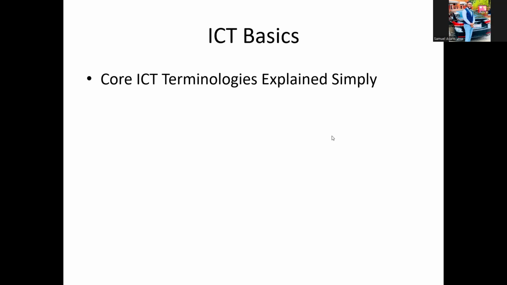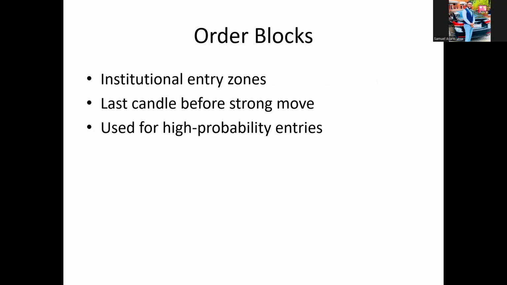Simple terminologies in ICT. We have what a lot of people talk about, order block. What is order block? Usually we say it is institutional entry zones where institutions enter their trades. How do you spot this? How do you understand it? How do you even know that this is a correct order block? That we're going to do in the subsequent video. It has to come with other things, right?